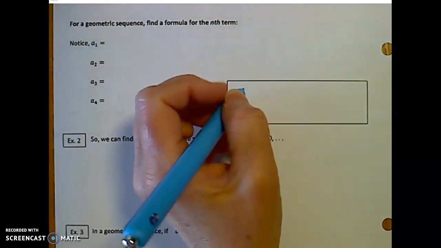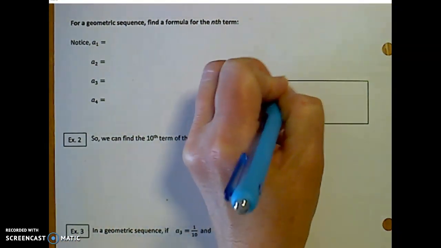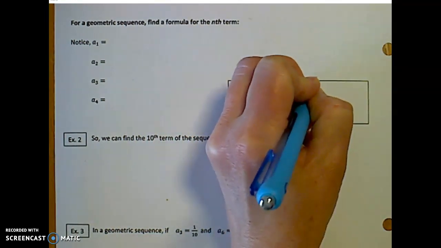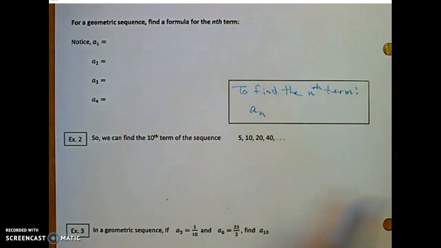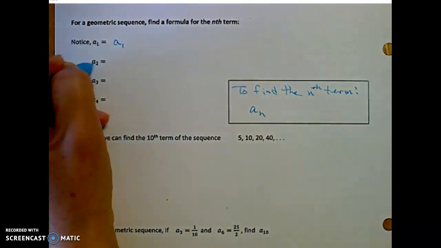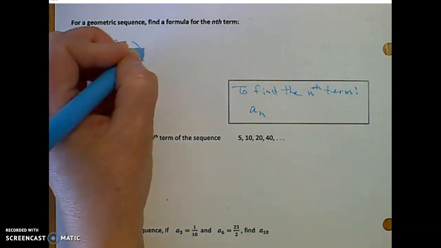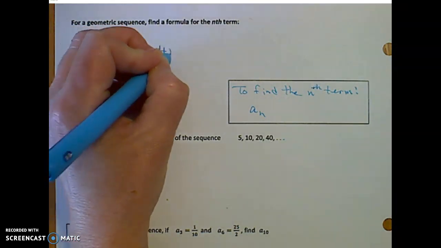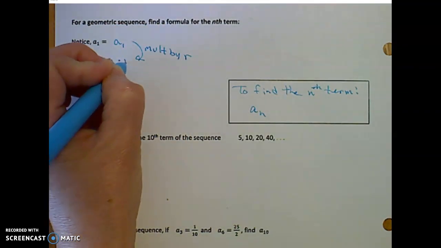Alright, let's see if you can notice the formula to find the nth term of a geometric sequence, a sub n, similar to our arithmetic sequences. We start with the first term, and then what do I do to that term in a geometric sequence to get the second term? Remember, I multiply by my common ratio, r. If I multiply by r, my next term is the first term times r.